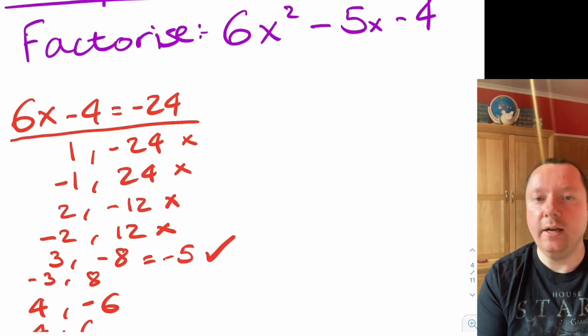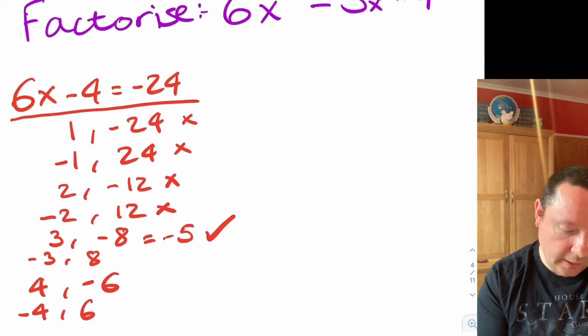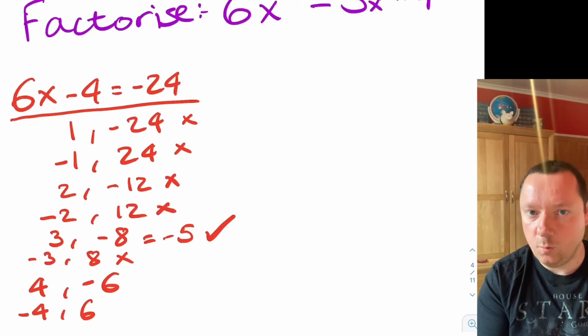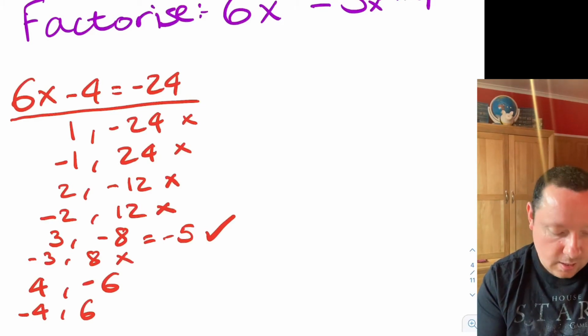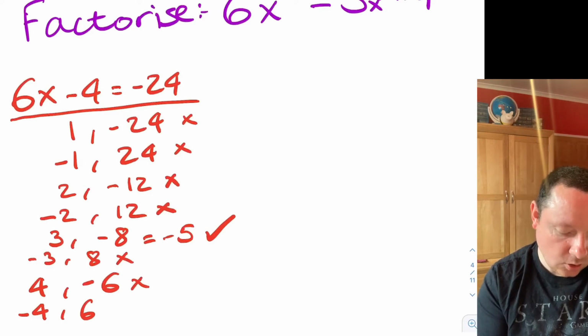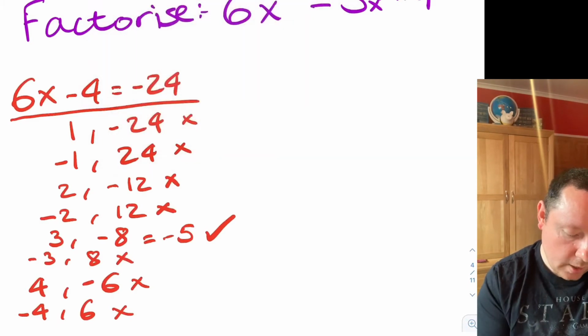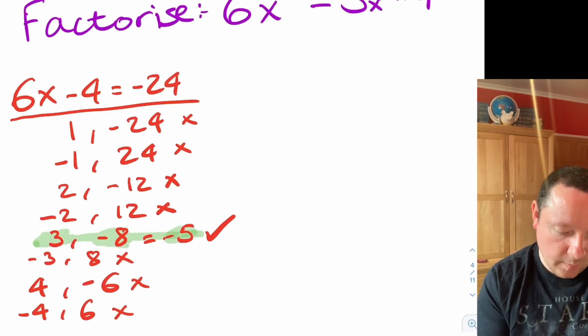But just check the rest, just to be on the safe side in case you've made a mistake here. Minus 3 add 8, well that's plus 5, so it's not that. Be careful, it's plus 5, not minus 5. The one you're looking for is minus 5. The next one, 4 take away 6 is minus 2. Minus 4 add 6 is 2. So there's only one answer we want, and it's 3 minus 8. So we're looking for plus 3 and minus 8 to get the minus 5.